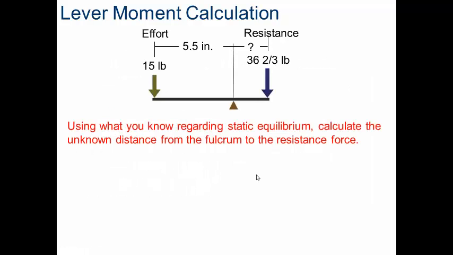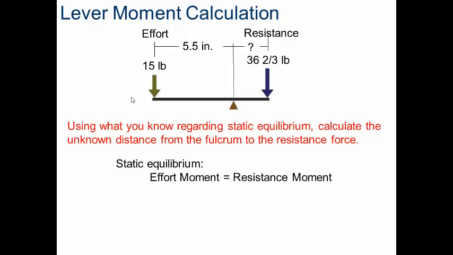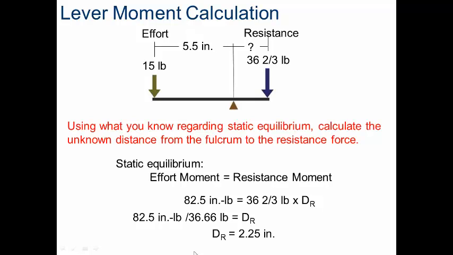What I can do is what's called, again, a lever moment calculation, and I can figure out how far this resistance can be from the fulcrum if I only want to push down with 15 pounds of force. So we're going to use what we know regarding static equilibrium and calculate that unknown distance from the fulcrum to the resistance force. If we're in static equilibrium, the effort moment has to equal the resistance moment. We've already calculated the effort moment. Now I'm going to take my force of the resistance given to me in that diagram, and I want to multiply that by the distance of that load from the fulcrum. For this to be in static equilibrium, that distance only needs to be 2¼ inches away.